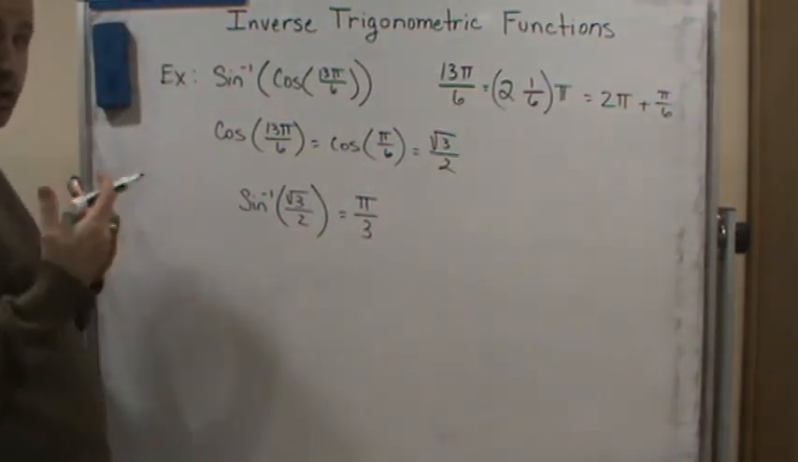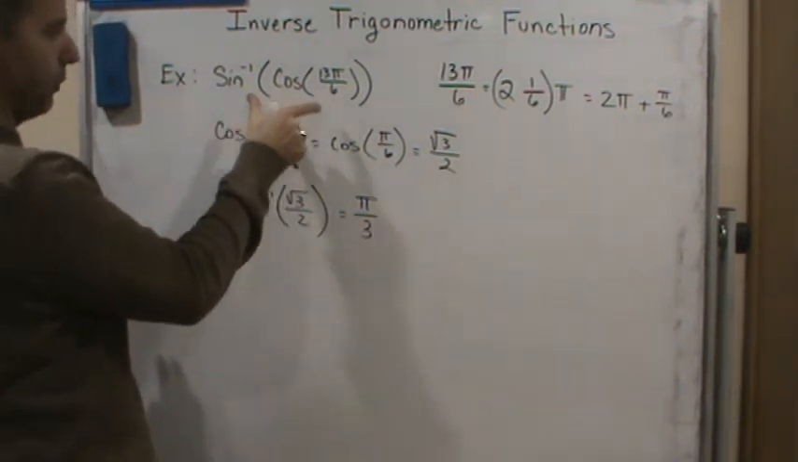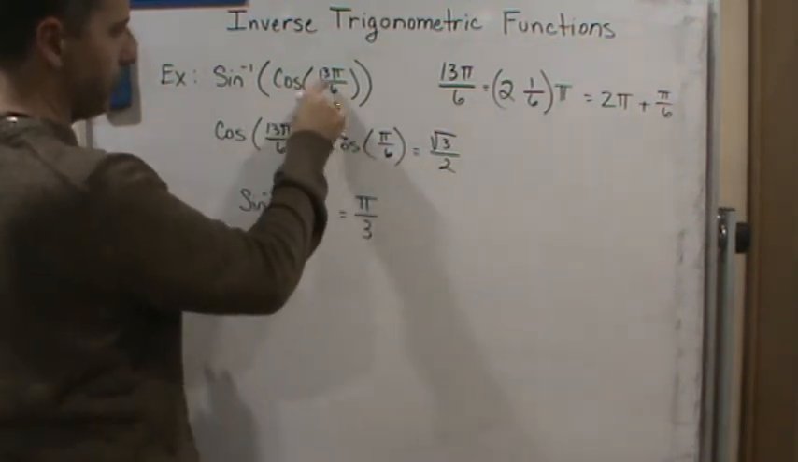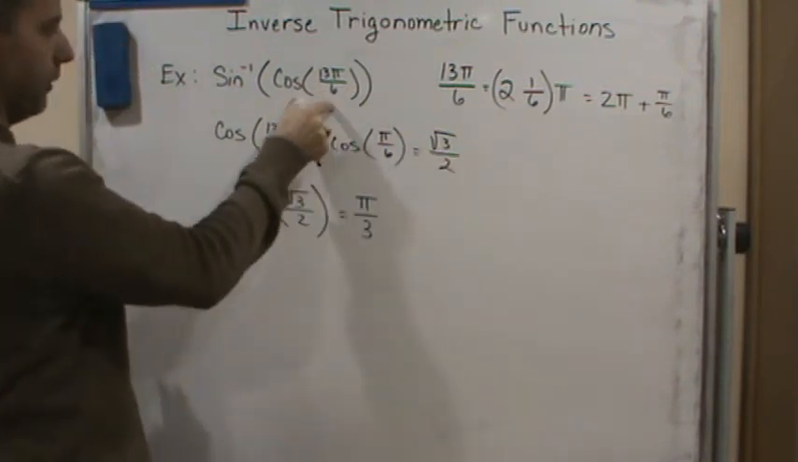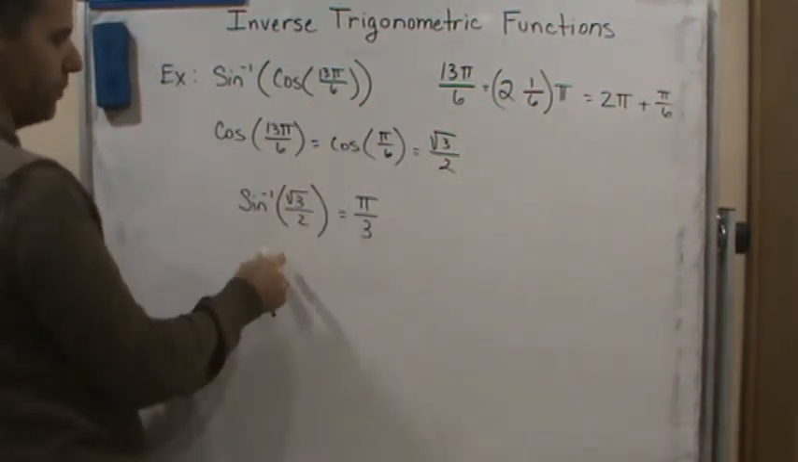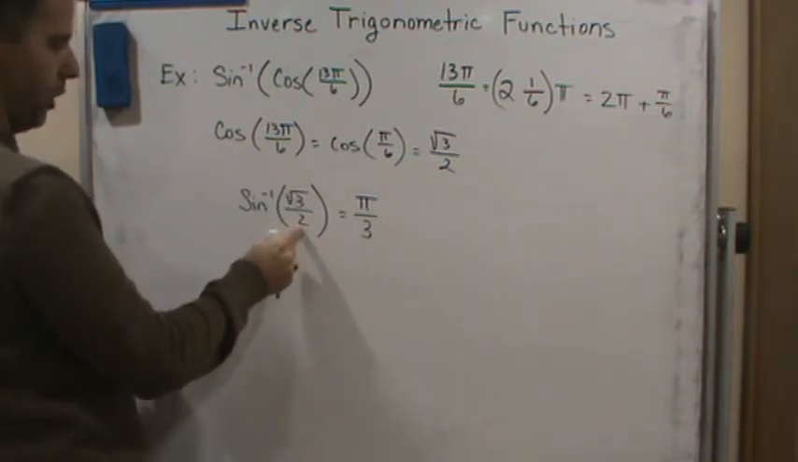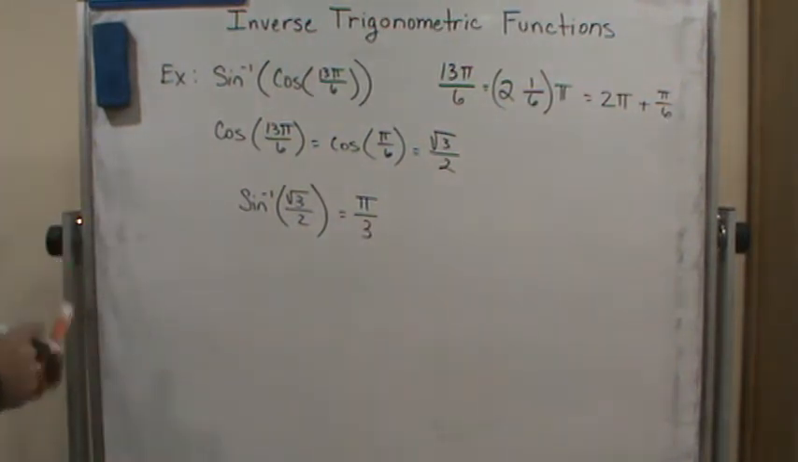So I just did it using a direct method. You work your way from the inside out. I did cosine of this first, so I found out what cosine of 13 pi over 6 is equal to, and I replace that in for this, and I get this. And then I ask myself, the sine of what angle will give me this ratio? And the answer is pi over 3, and I'm done. So that's one way of doing it.